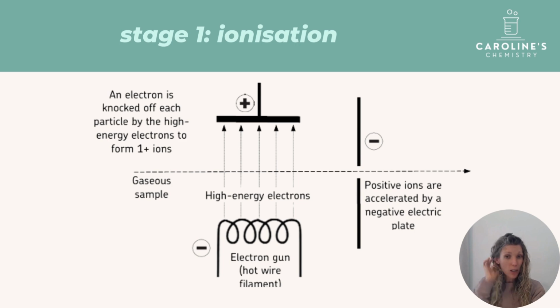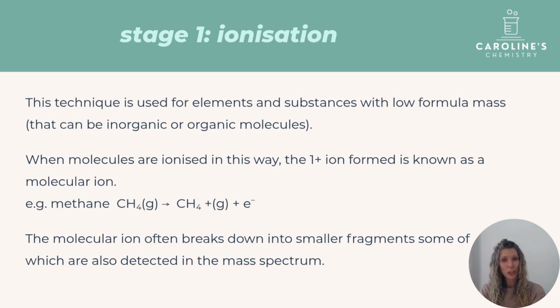This is what it looks a little bit like to help you get a firmer grasp on what's going on here. So on the left-hand side there, that's where our gas sample is. It's what we put in, what we are analysing, and we've turned it into a gas. That then passes along or through this electron gun, which is firing these high energy electrons at it. And when they collide, they knock an electron off. So remember, this technique is used for elements and small molecules.